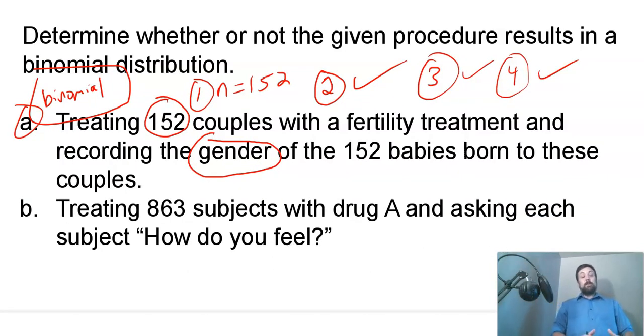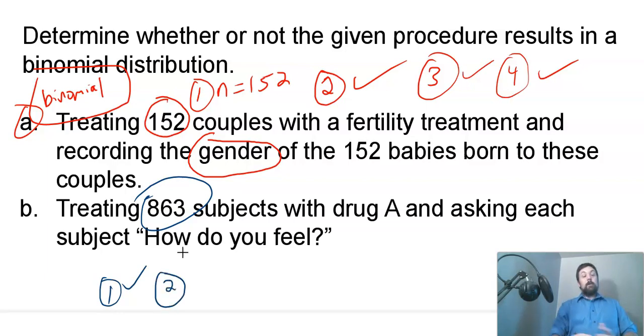Treating 863 subjects with drug A and asking each subject, how do you feel? Now, is there a fixed number of trials? Yes, right? There's 863. So requirement 1 is satisfied. It's a fixed number of trials. Number 2, are the trials independent? Yes, they should be independent. The first subject saying, I don't feel so well, shouldn't cause the second subject's probability of saying that to go up or down. Because, again, not to read into it too much, I would assume they're asking these people separately.